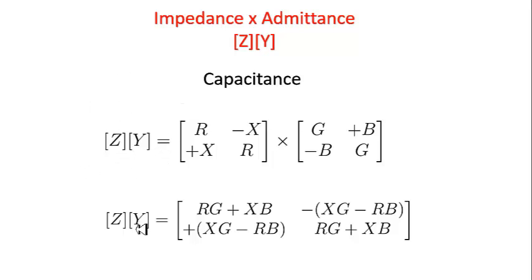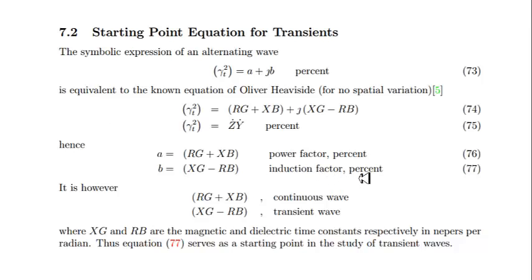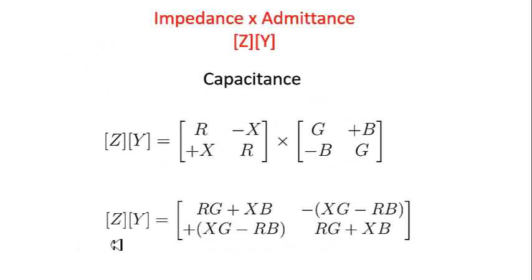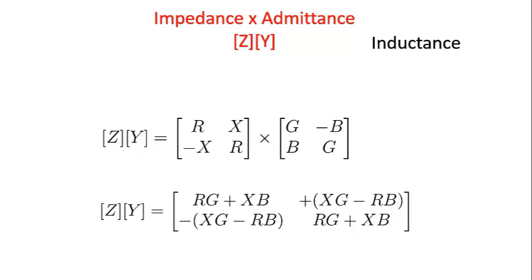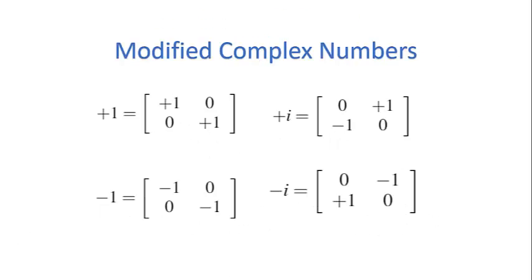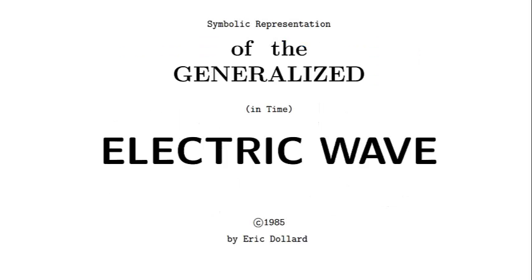And so this is in terms of capacitance, so what does he call it? The capacitance factor, not the induction factor, but the capacity factor, when you multiply the impedance by the admittance, is this expression here, and it is the complex conjugate of the inductance version. And so that is where I'm going to leave this today. These are the most important points that I was able to extract from Eric Dollard's paper, from this paper here. There's a lot more in here.